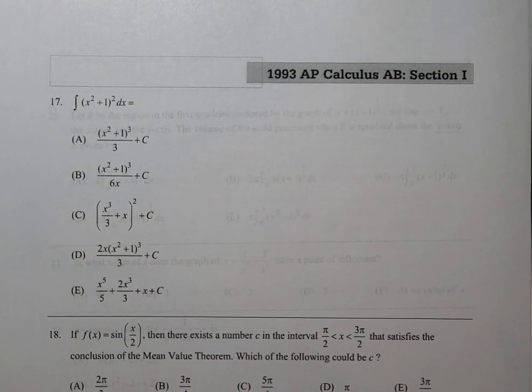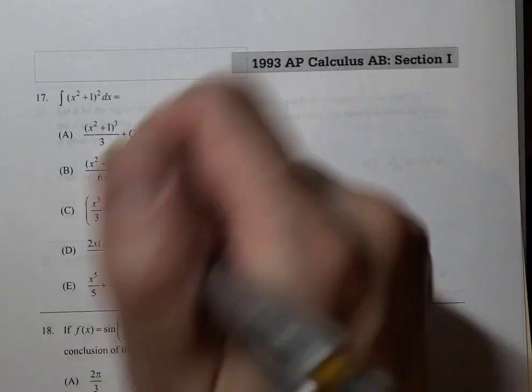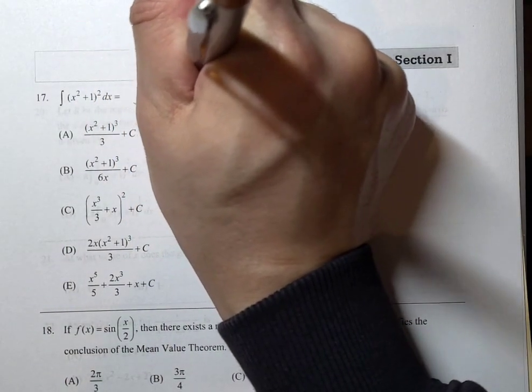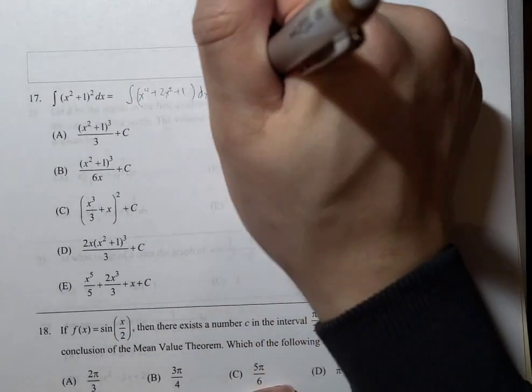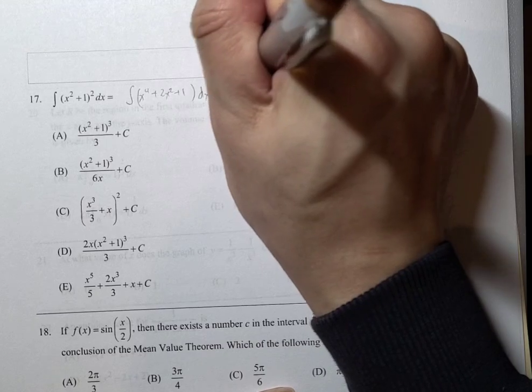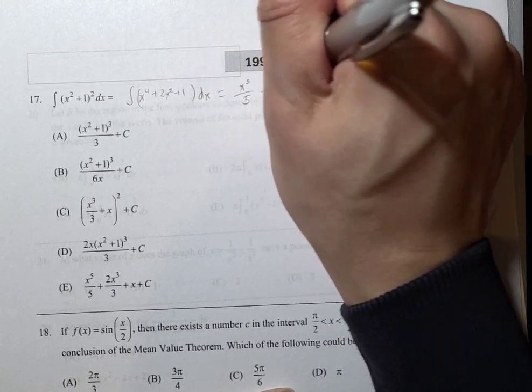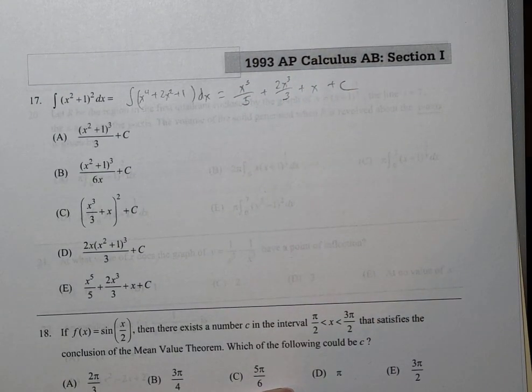We have this integral, x squared plus 1 quantity squared dx. We can just expand this out to x to the 4th plus 2x squared plus 1 dx. And this is just simple power rule, right? It's just x to the 5th power over 5 plus 2x cubed over 3 plus x plus c.